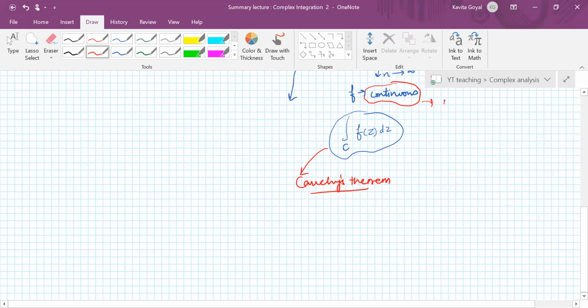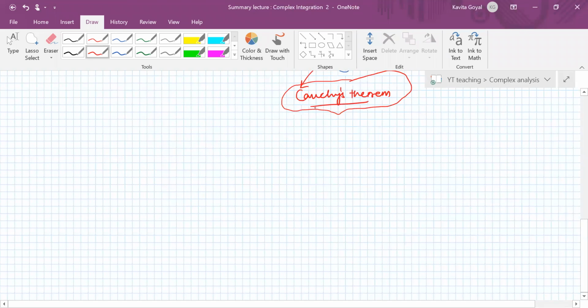So if I put a condition of analytic, if a function is analytic in a region, then obviously that function is also continuous in this region. Therefore, we can talk about the integral of that function. Because for Cauchy's theorem, we'll put this condition that the function is analytic in a region. And therefore, for any curve in that region, we will talk about the integral of that function. Okay, so our destination is this Cauchy's theorem.